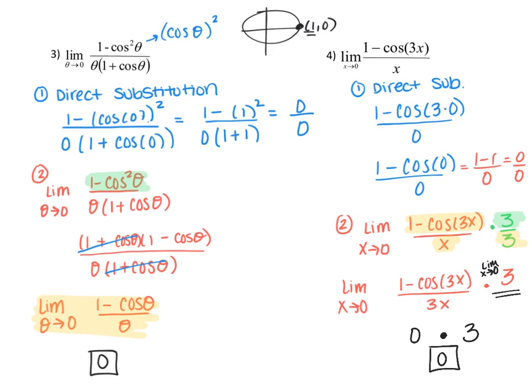Now, you're going to notice a lot of these problems, the limits were 0. And they're like that because when you multiply anything times that 0, you're going to get 0. So that's why that happens. It doesn't always happen that way, so don't always assume that.